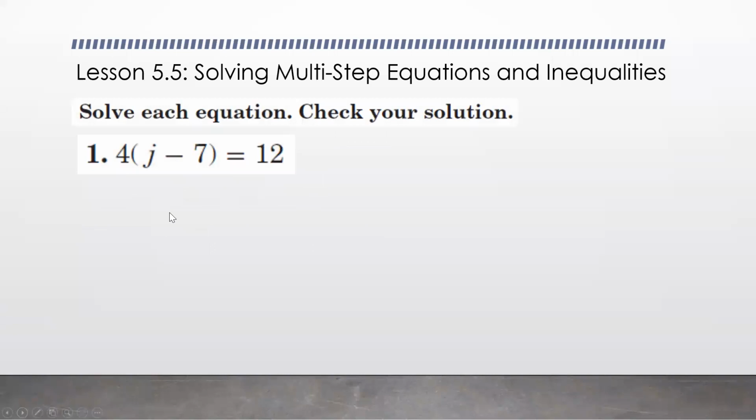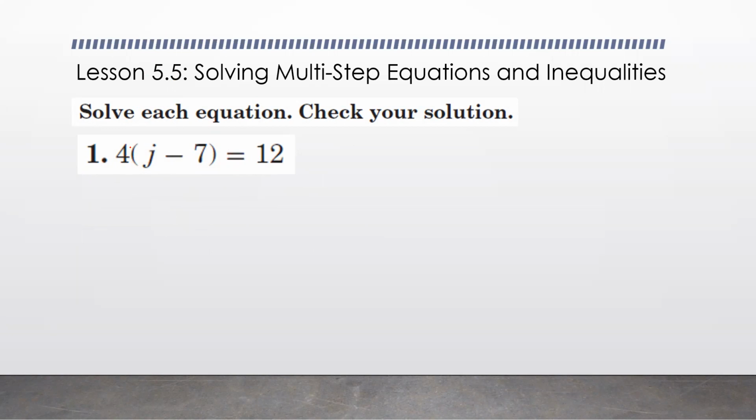So first, it says to solve each equation and check your solution, okay? So at this point, you should understand what an equation is and that you have to keep equations balanced. Whatever you do to one side of an equation, you have to do to the other side.